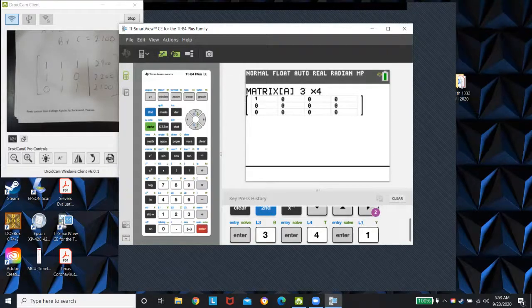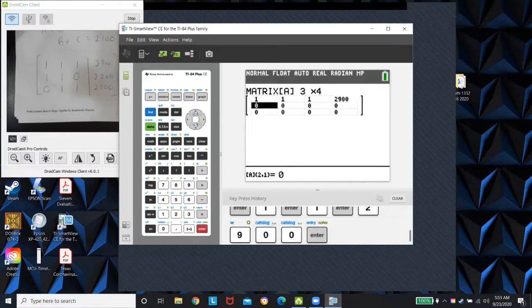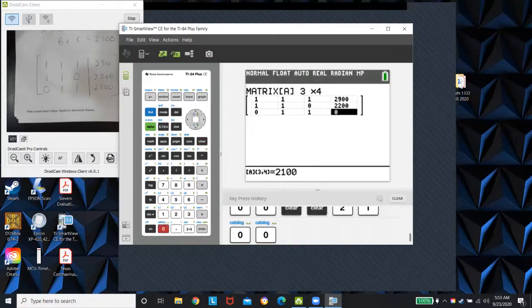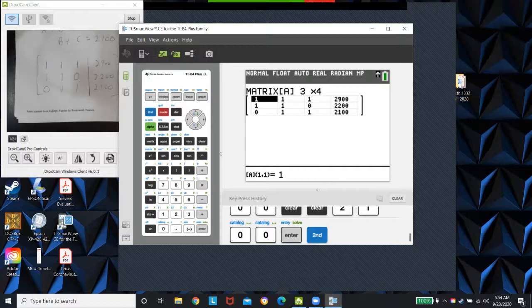So now I want to put in that matrix. So I go 1, 1, 1, 2900. I go 1, 1, 0, and I do 2200. I do 0, 1, 1, 2100, 1100. There we go. And I have my matrix. I've put in my matrix. I don't want to edit my matrix anymore, so I have to quit out of this. So I hit second, and I quit.